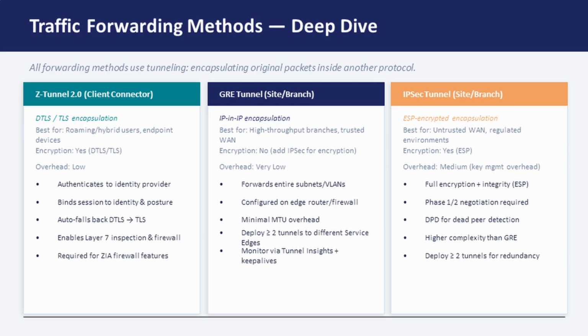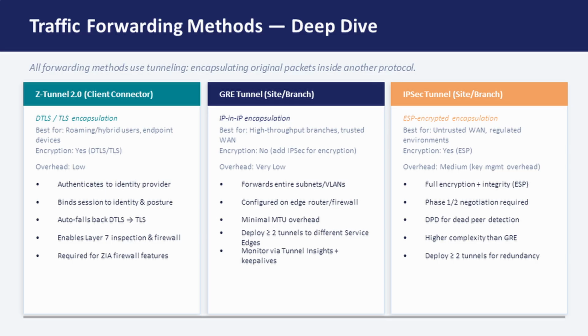GRE tunnels use generic routing encapsulation. You configure them on your branch router or firewall, specifying your WAN interface as the source and a Zscaler Service Edge IP as the destination. The overhead is tiny, just 24 extra bytes per packet, making GRE very efficient for high-throughput connections. GRE is ideal for sites with trusted private network connectivity, like MPLS circuits, where encryption of the underlay isn't required.